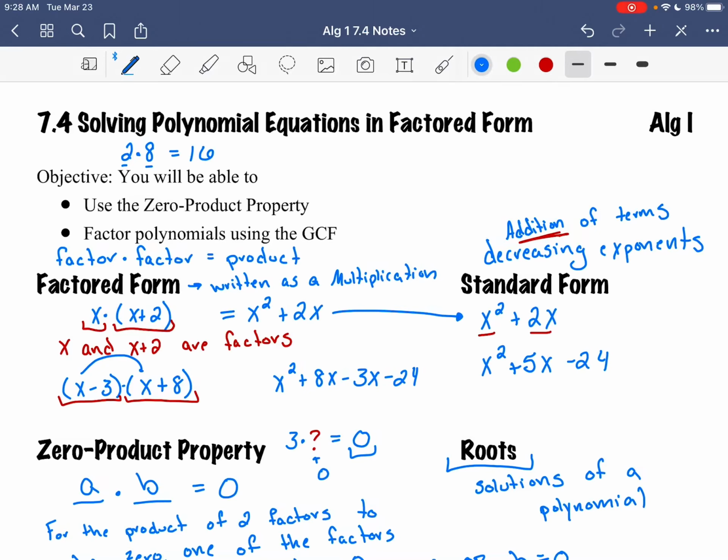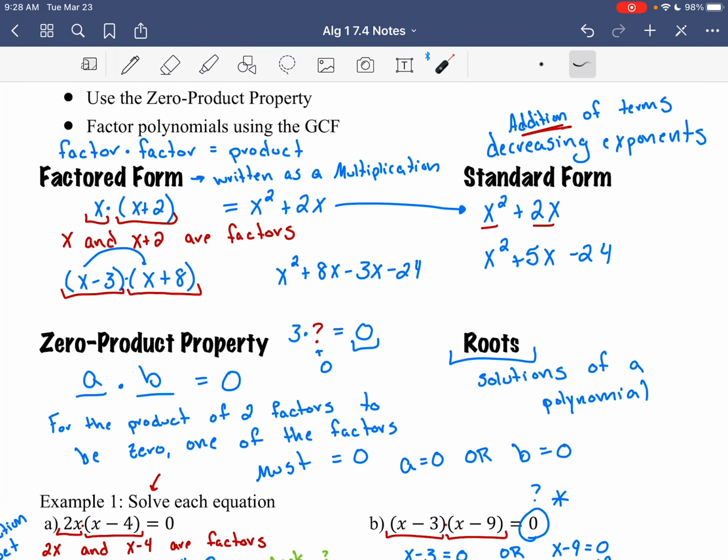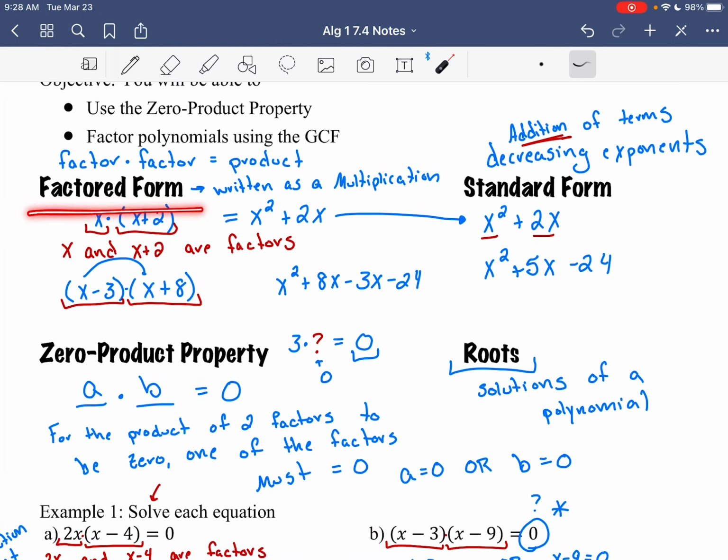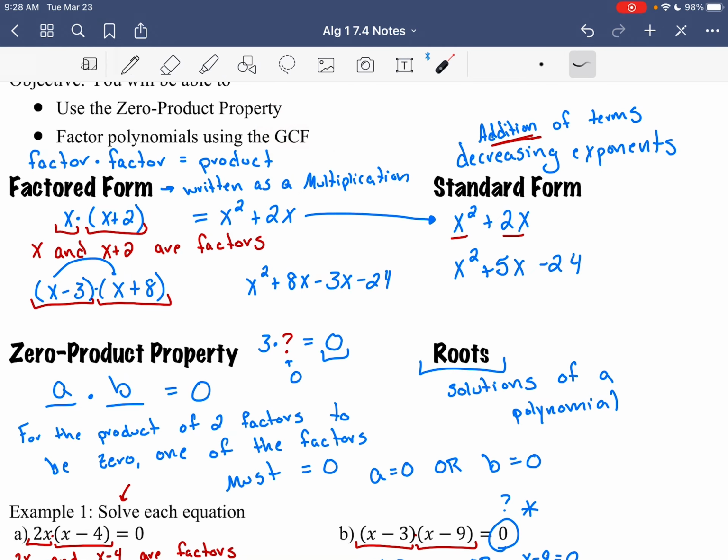Okay, 7.4, part 3. So we've used the zero product property, and then we looked at the graph of some of these. We have this last bit, factor polynomials using the GCF. To use the zero product property, we need our polynomials in factored form. So we need to figure out how to get them into factored form. Okay, so what we're looking for is things that multiply to give us that polynomial. Today we're going to do that by factoring out the greatest common factor.